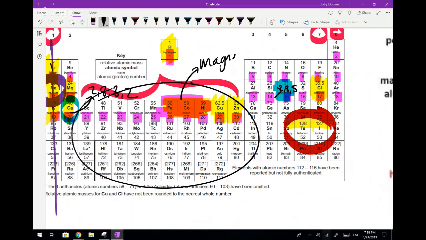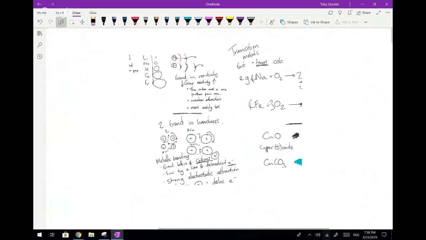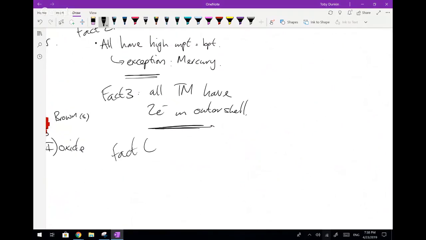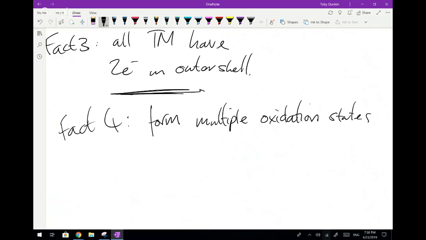All the rest are not. So this is not a common property. Key thing to pick up. Okay, the next thing is the ions that they form. So fact number 4, fact 4 is they form many oxidation states. Now I'm giving you a very posh word there from chemistry. Oxidation states just simply means charges.